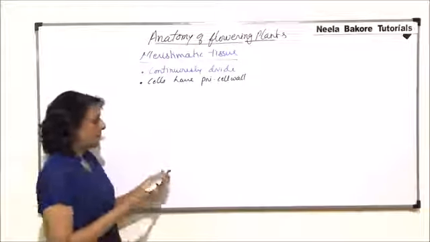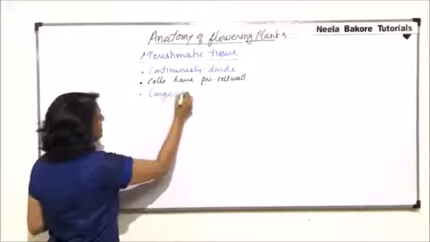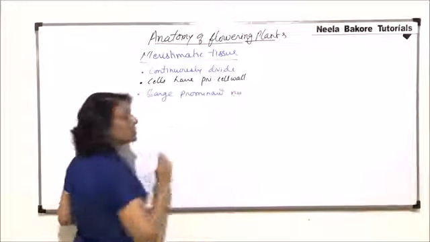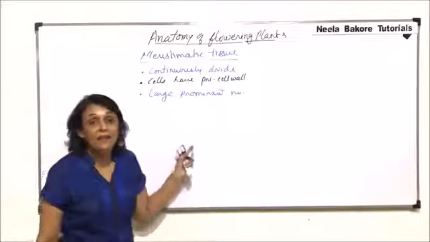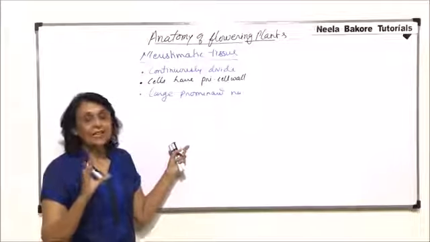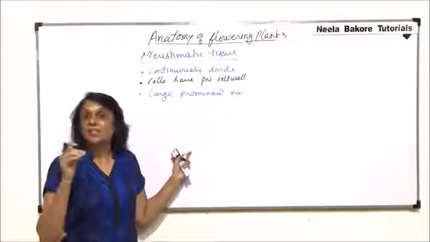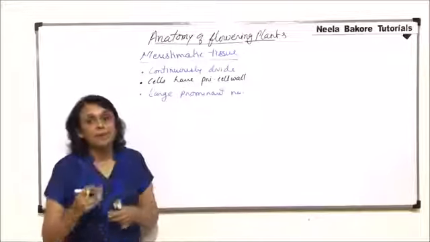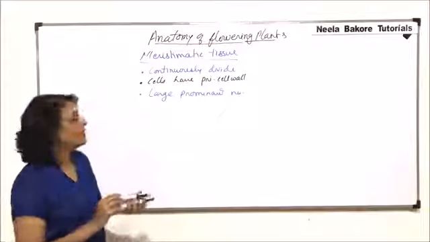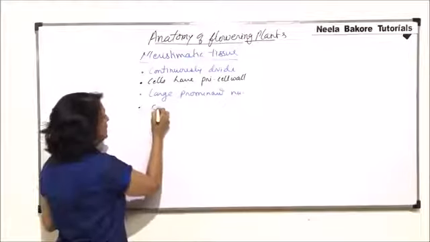The next is they have a large prominent nucleus. Large prominent nucleus because the cell is dividing. That means every time it has to go through the cell cycle. And in cell cycle, we know that the cell goes through G1 phase, S phase, G2 phase. That means DNA replication, protoplasm synthesis, all these things have taken place. So nucleus is large and a prominent nucleus.